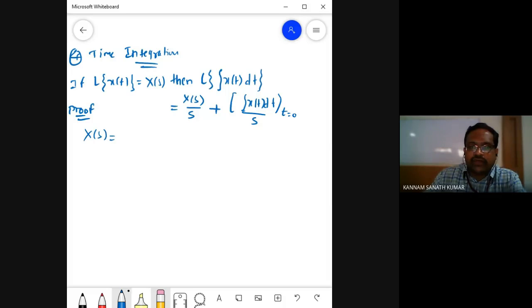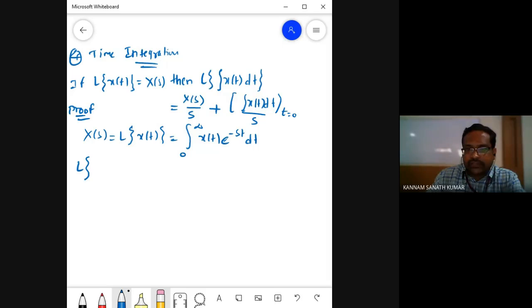X of s equal to the Laplace transform of x of t. So that is equal to what? Integration 0 to infinity x of t into e power minus st dt. Okay, so now we have to calculate the Laplace transform of integration of x of t dt.